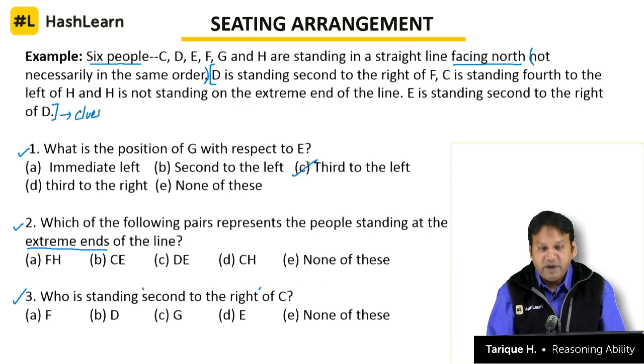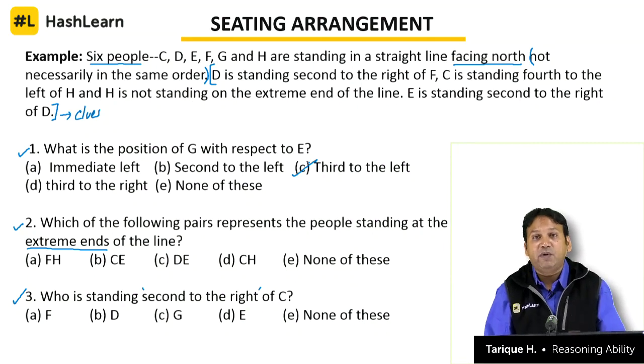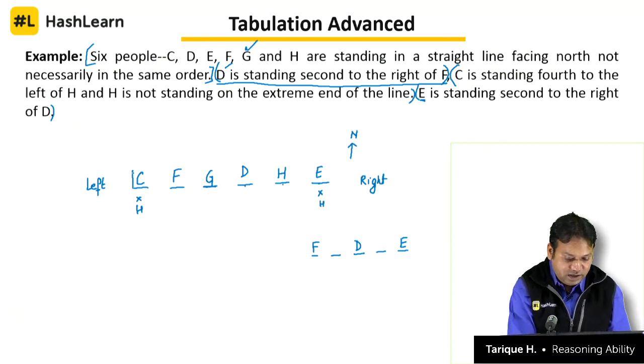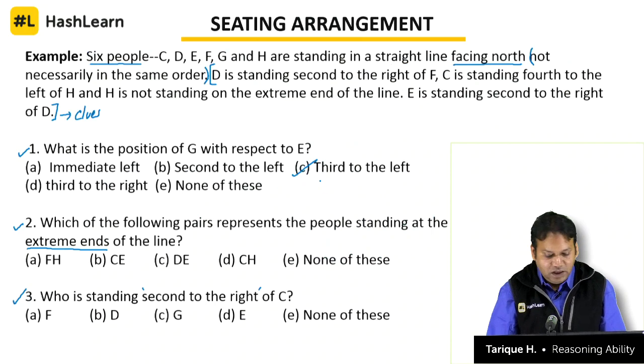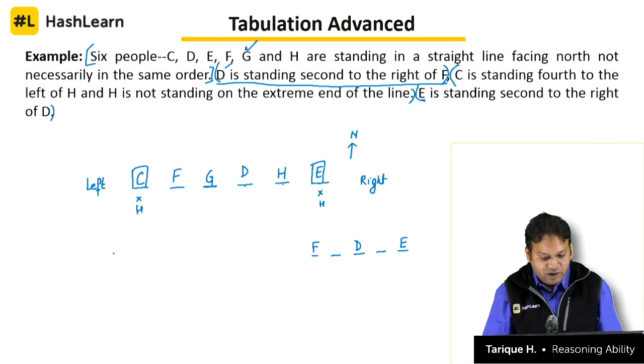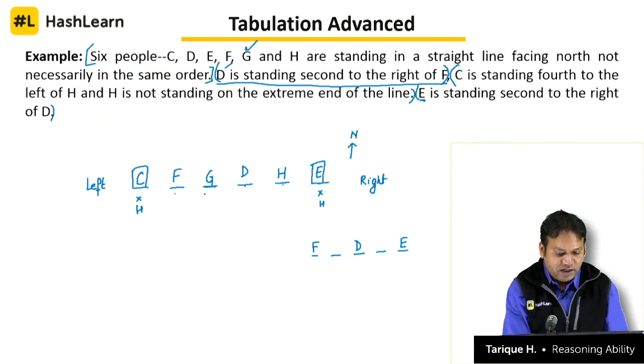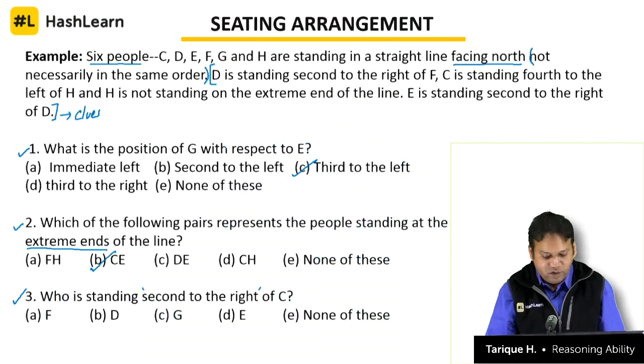Which of the following pairs represents the people standing at the extreme ends of the line? Now I have told you the meaning of extreme ends. So let's see who is at the extreme ends. C is at the extreme end and E is at the extreme end. So the answer becomes CE. And the third question is, who is standing second right of C? If you look at second right of C, first right, second right, the answer is G. So we have done 3 questions.